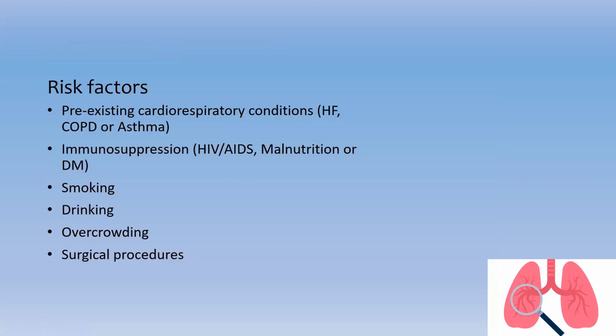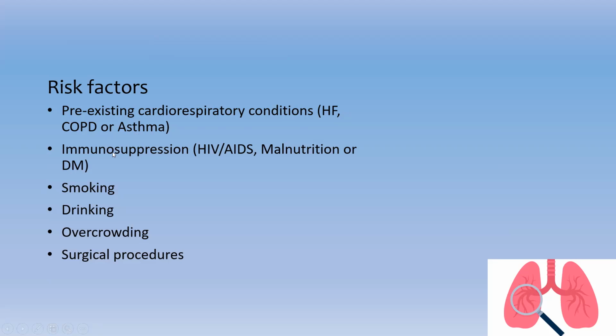So for the risk factors for pneumonia, this is something that must come out in your history. For all sorts of illnesses, you must bring out the risk factors so as to try and paint the picture of why this patient is at high risk of this. Some of the risk factors include pre-existing cardiorespiratory conditions. These include things like heart failure. Heart failure, being CVS, also has implications in resp. Things like chronic obstructive pulmonary disease, things like asthma.